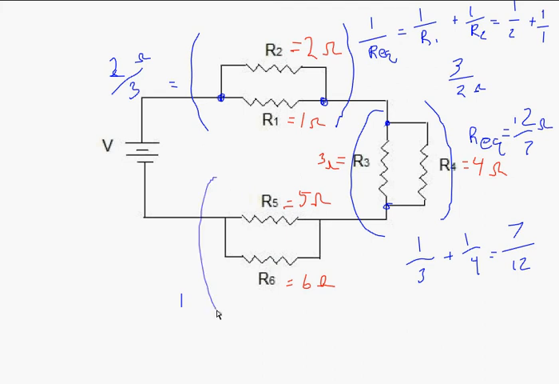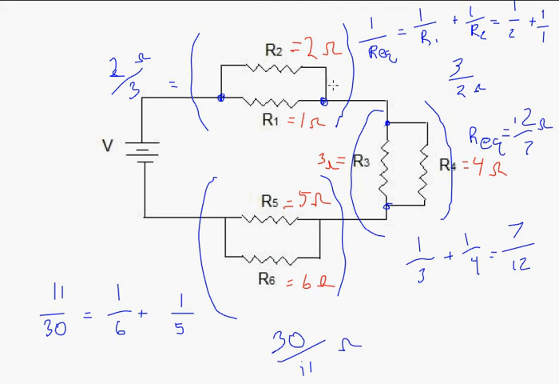Now we're to this last one. Let's find the REQ of this section. Okay, so it's 1 over 5. I'll use this mark that's right here randomly. 1 over 5 plus 1 over 6. And that's going to give us 11/30, or also 30 over 11 ohms.